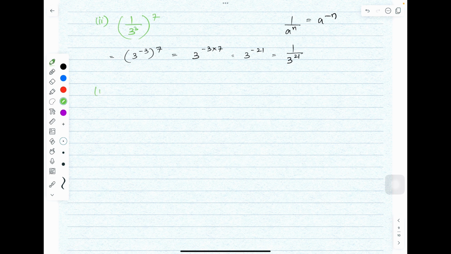The answer. Okay, see this law I am again writing here. 3 to the power minus 21, that is 1 by 3 to the power 21. This one. The third one is 11 to the power 1 by 2 divided by 11 to the power 1 by 4. Okay, 11 to the power 1 by 2 divided by 11 to the power 1 by 4. Here it is a to the power m by a to the power n equals a to the power m minus n. Same law.